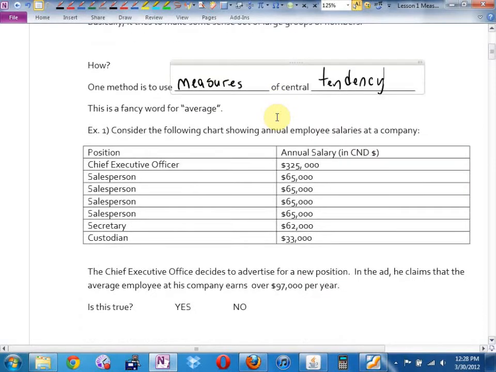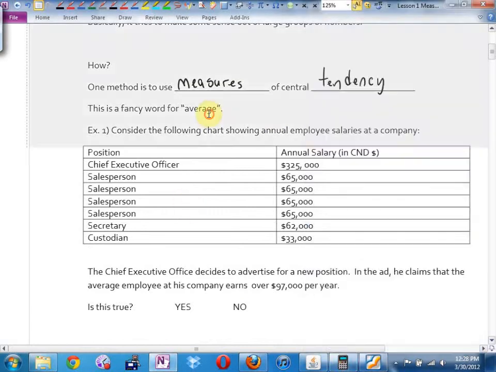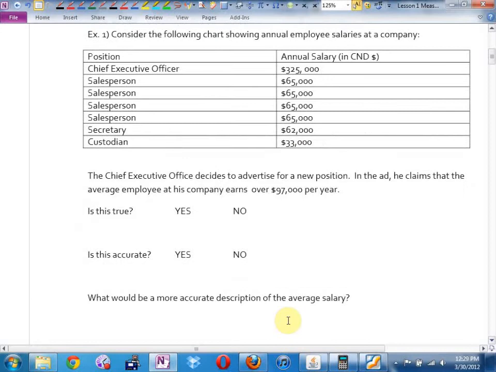Example. Consider the following chart showing annual employee salaries at a company. The chief executive officer, the CEO, makes $325,000. Then there's 4 salespersons. They make $65,000. There's a secretary who makes $62,000 and a custodian who makes $33,000. The chief executive officer decides to advertise for a new position. And in the ad, he claims that the average employee at his company earns over $97,000 per year.